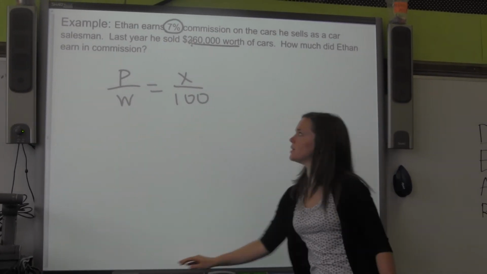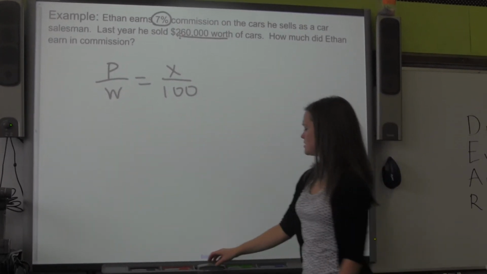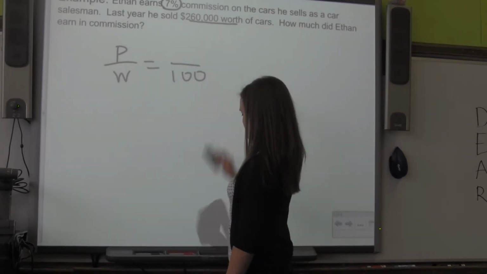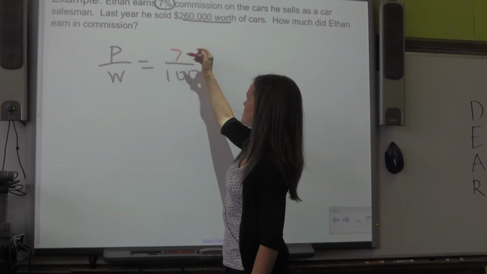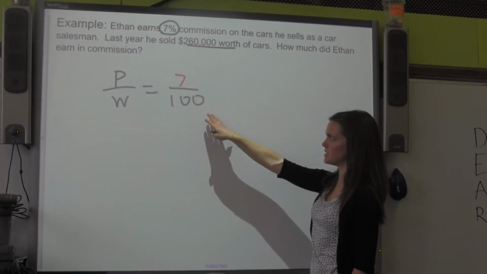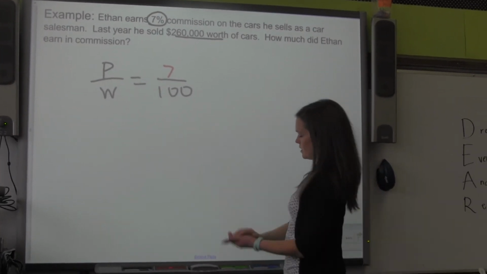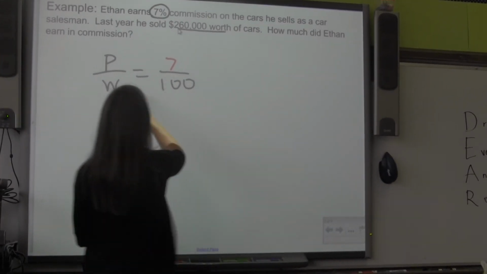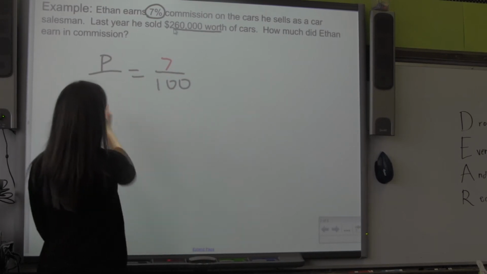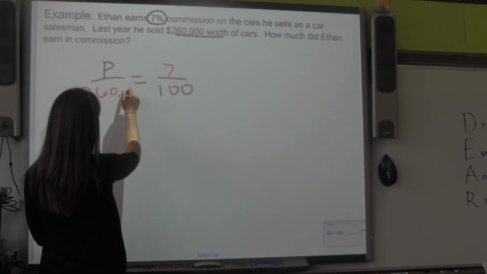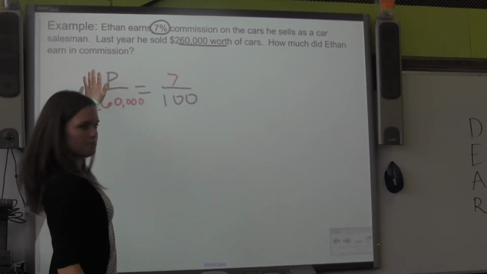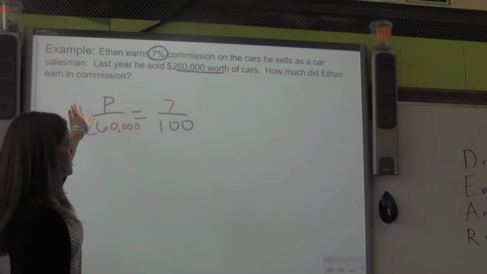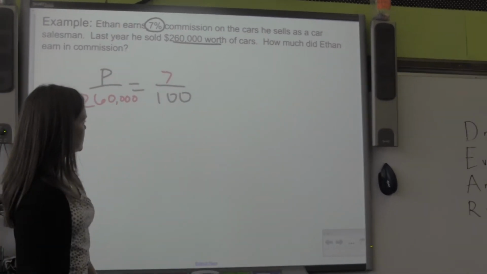So I'm going to set up my percent proportion. Okay, so I'm going to plug in what I know. He gets 7%, so $7 out of every $100 he gets his commission. The whole last year was $260,000. The part is what I'm looking for. So I'm going to solve this using cross products to get my answer.